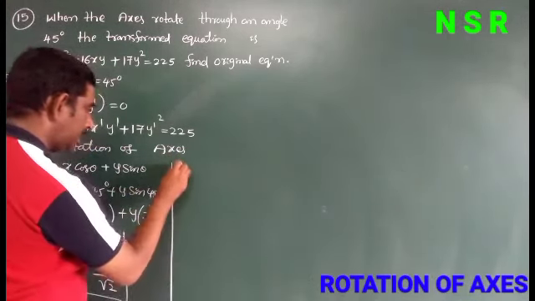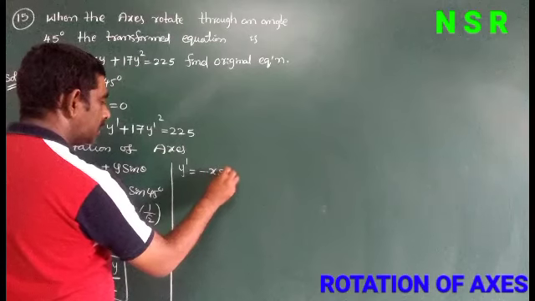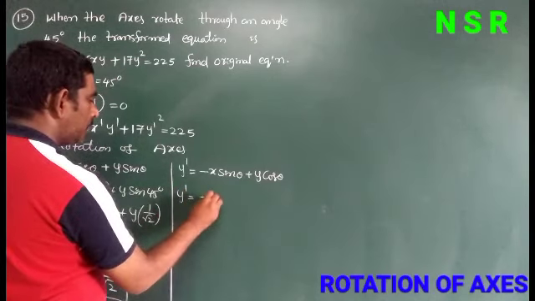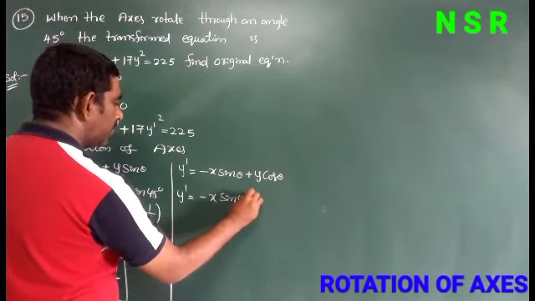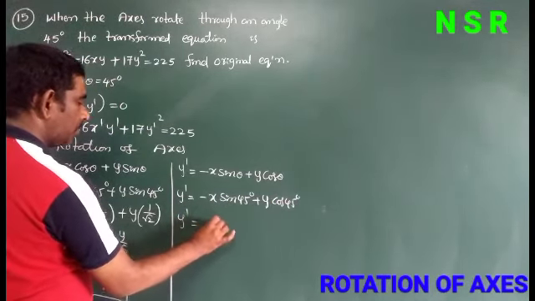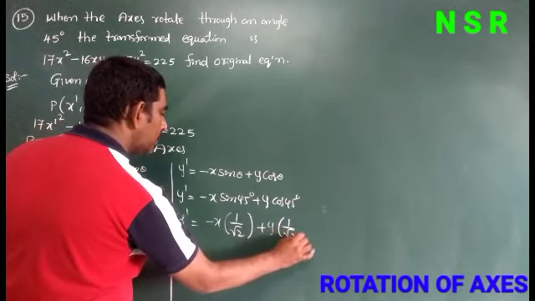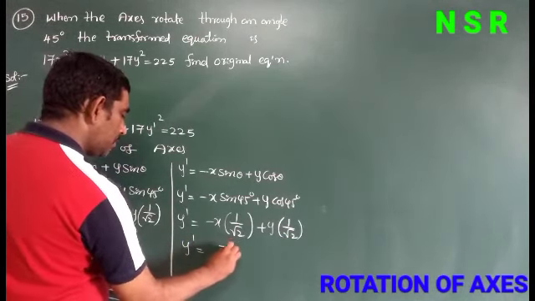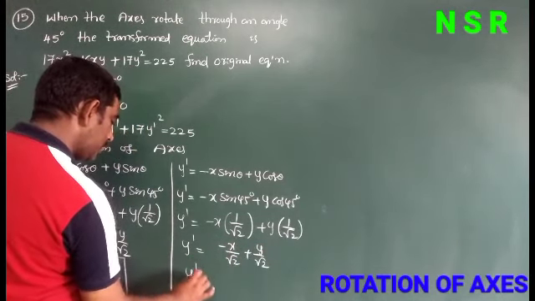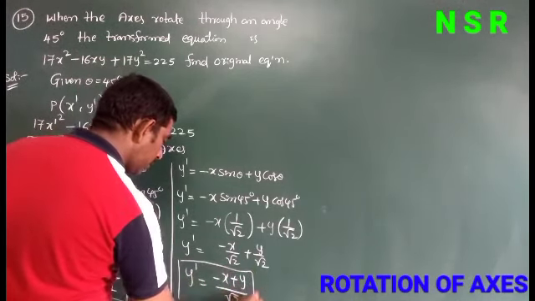Next write here y dash. So the y dash formula is y dash is equal to minus x sin theta plus y cos theta. So y dash is equal to minus x into sin 45 plus y into cos 45. Now y dash is equal to minus x into 1 by root 2 plus y into 1 by root 2, that is minus x by root 2 plus y by root 2. The LCM is root 2, so y dash is equal to minus x plus y by root 2. So this is the value of y dash.